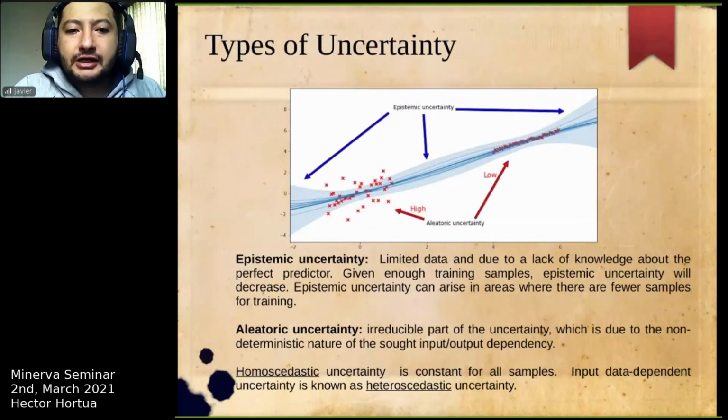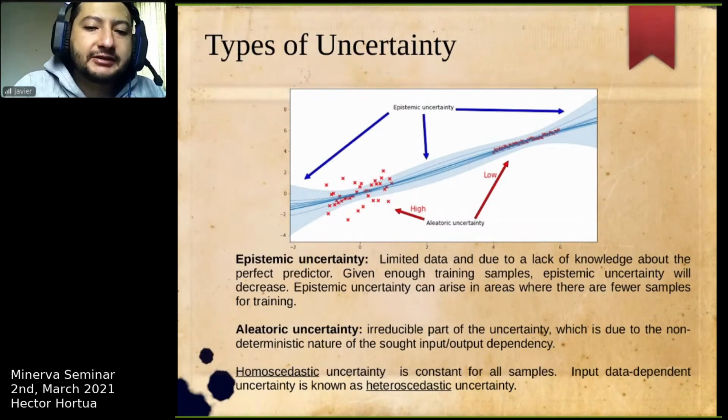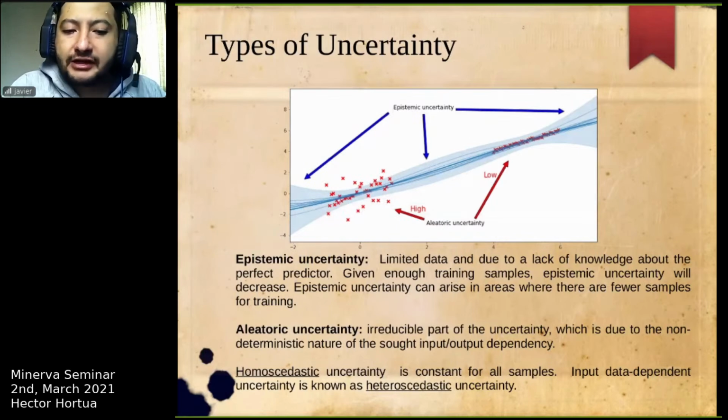So in order to overcome this kind of problem and find this uncertainty, in the literature of machine learning you can find these two types of uncertainties. One is called the epistemic uncertainty, and the other is the aleatoric uncertainty. The aleatoric uncertainty is some kind of uncertainty that you cannot reduce in deep learning. It's something that is intrinsic to the data.